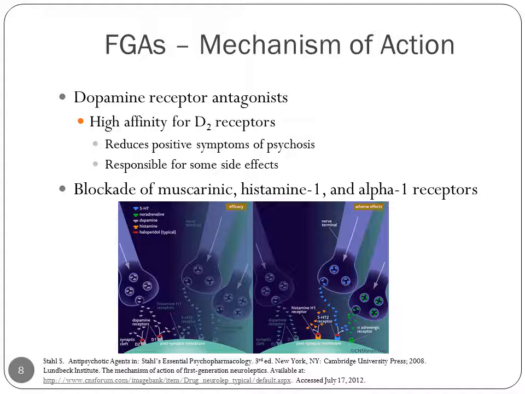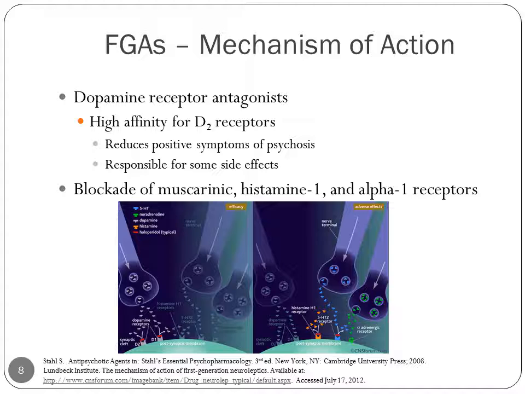that we'll talk about. Typically, at least 65% occupation of those D2 receptors is necessary to decrease positive symptoms, but blockade of about 80% is associated with extrapyramidal symptoms or movement disorders. With the first generation antipsychotics, about 70 to 90% of D2 receptors are usually occupied. So you can see that we are going to end up with some of those movement disorder side effects.